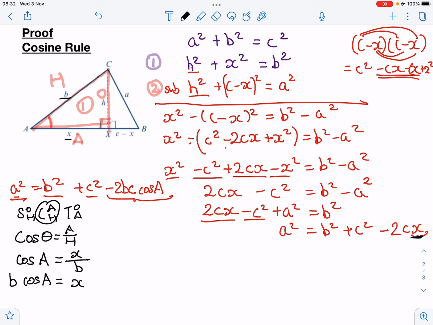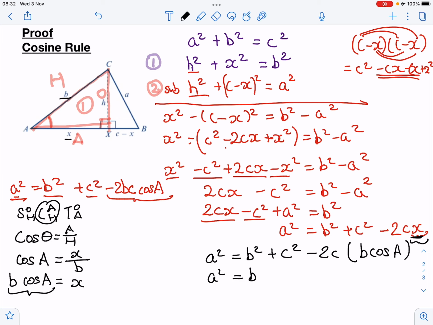Now substitute this into here. We get a squared equals b squared plus c squared minus 2c multiplied by b cos A. And now it's looking the same. Remember when we write it out, we write numbers in front of letters, and letters in alphabetical order. So this becomes a squared equals b squared plus c squared minus 2bc cos A.